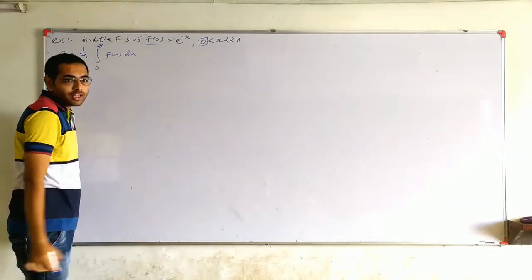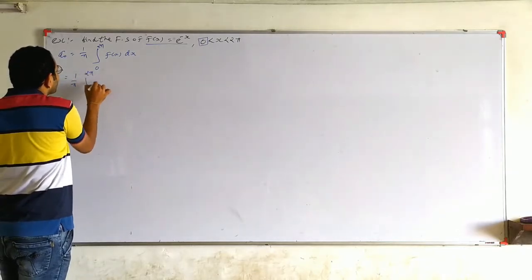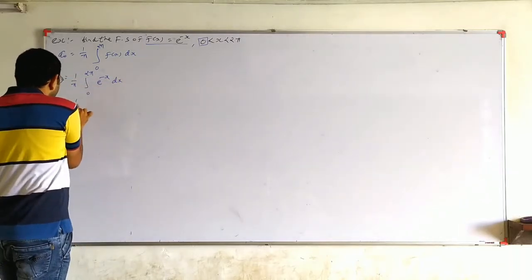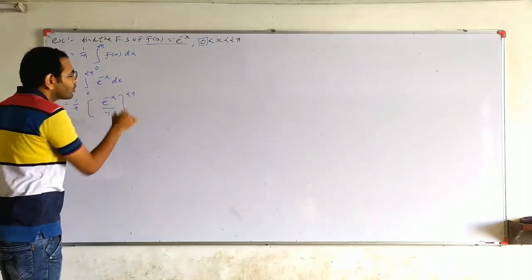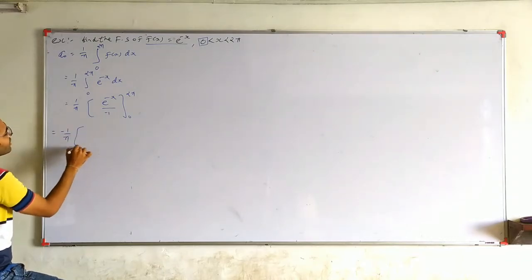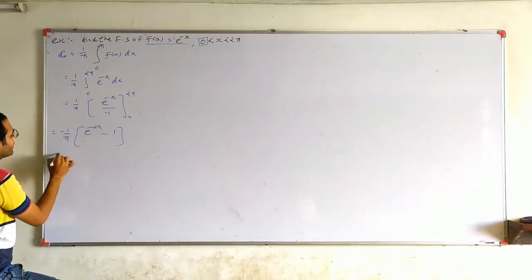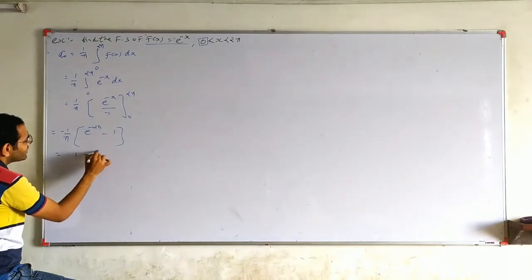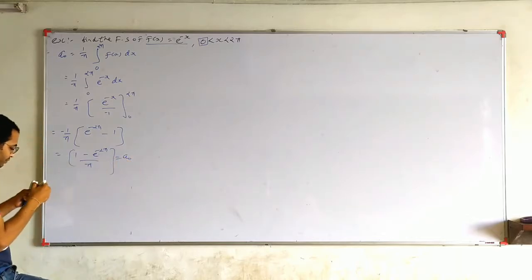Here the function is the exponential function e raised to minus x, then 1 upon pi integral 0 to 2 pi e raised to minus x dx. Then the integral of this term gives e raised to minus x by minus 1, from 0 to 2 pi, upper limit minus lower limit. Then minus 1 upon pi, e raised to minus 2 pi minus e raised to 0, which is 1. Then the minus comes inside the brackets, so we get 1 minus e raised to minus 2 pi by pi. That is the value of a0.